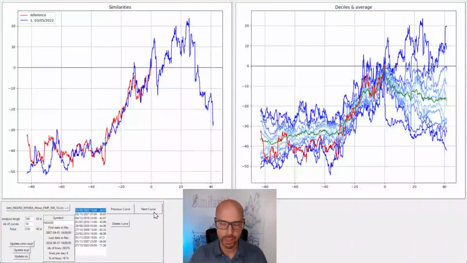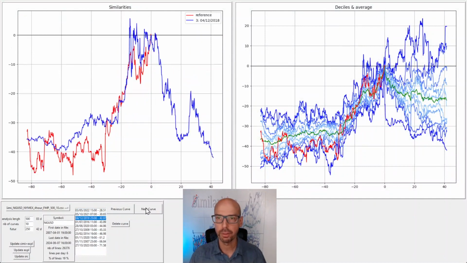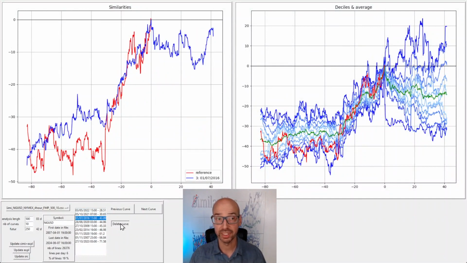Okay, nat gas can be quite volatile and quite extreme in its price movements. Okay, I have an 83 analysis window, which is quite average. Let's go through the different curves. This one is okay. This one is okay too. This one is not okay because the behavior here, we clearly have a triangle in the blue curve, but with the red, with our reference right now, we don't have the same pattern, so I have to delete that one. This one is not nice either.